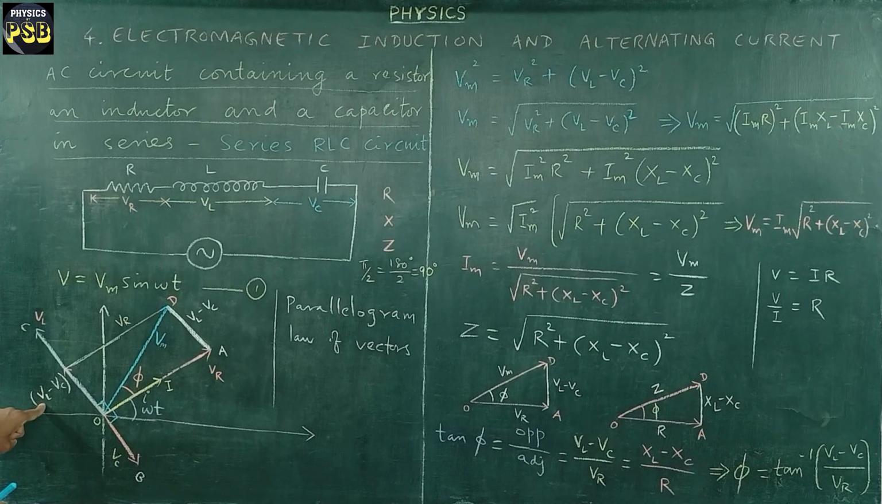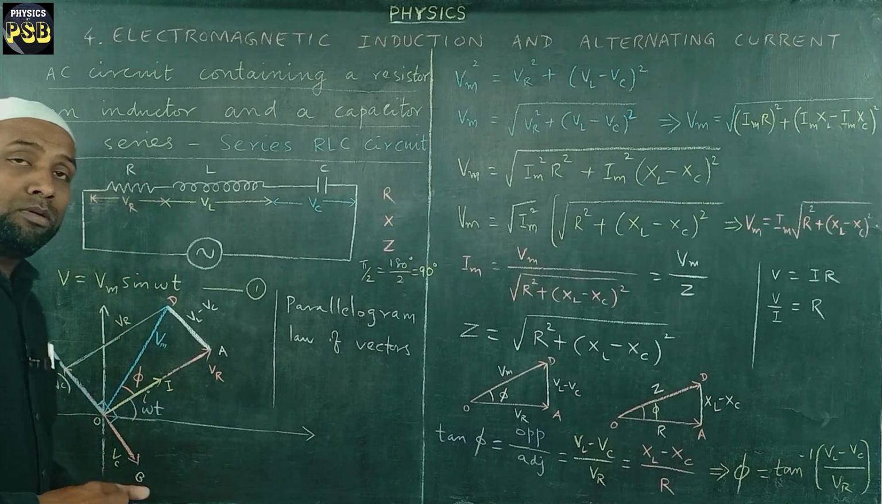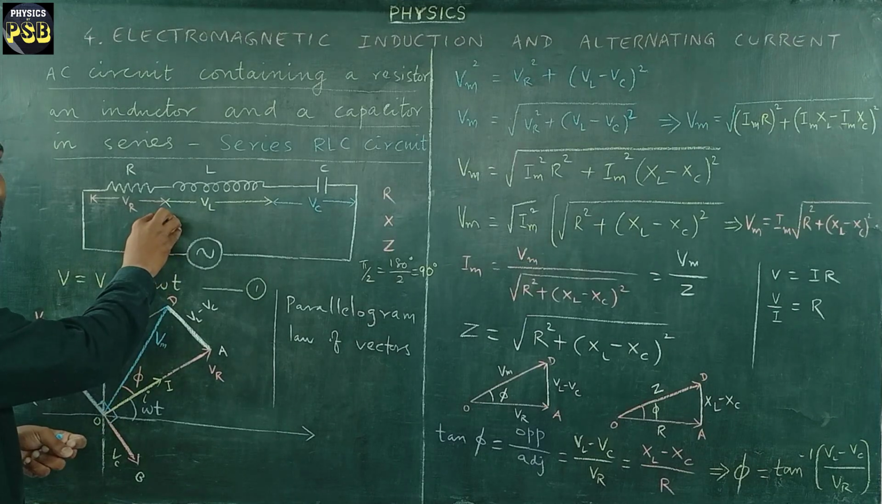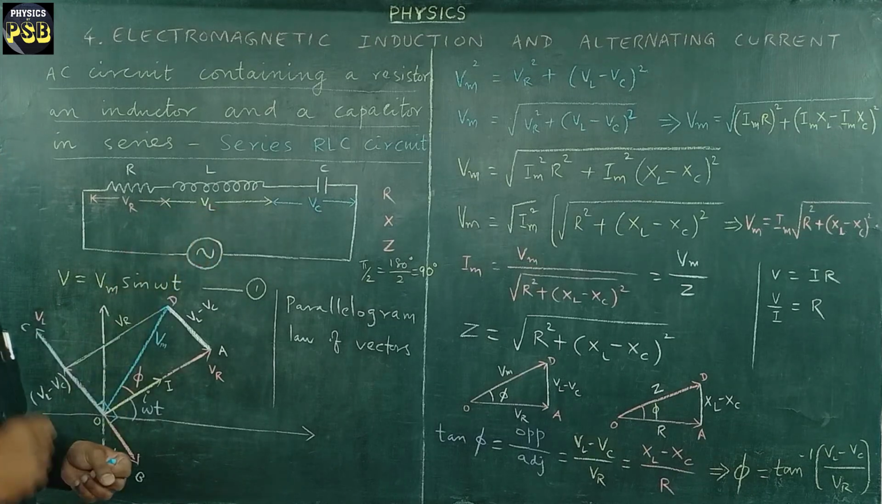A resultant phasor, that's VL minus VC. This is how we get it. Now, this shows that when VL is greater than VC, the resultant will have a positive value, and it will show that the RLC circuit is inductive in nature.